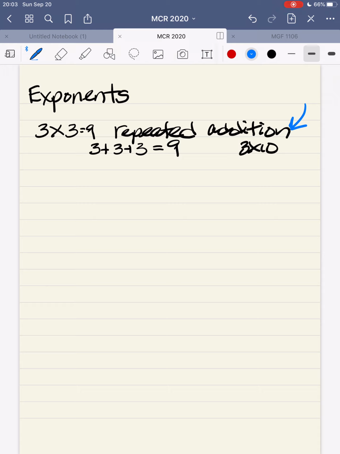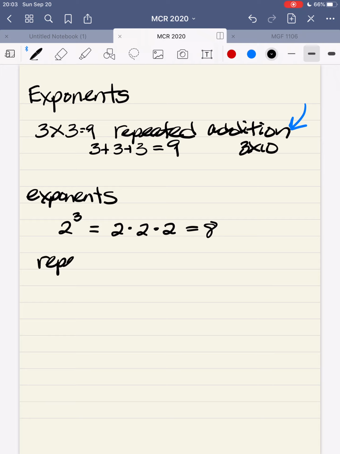When I'm talking about exponents, they look like this. What does this mean? 2 to the third power means I have to take 2, multiply it by 2, and multiply it by 2, which would give me 8. So exponents are nothing but repeated multiplication.